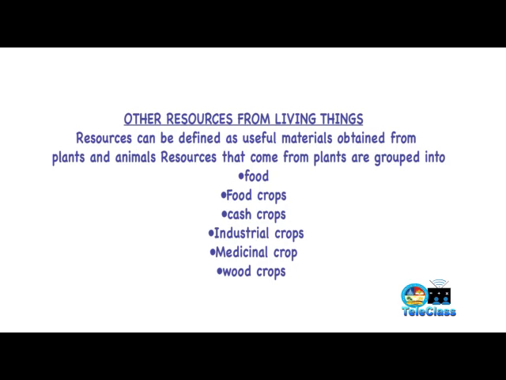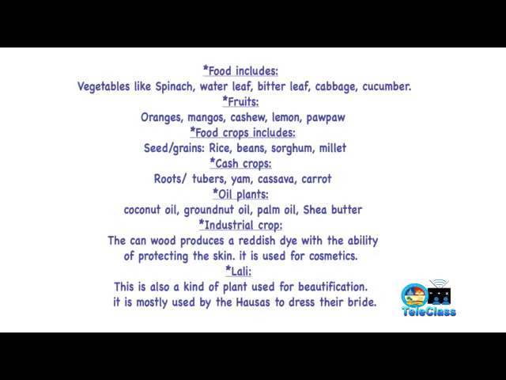food crops, cash crops, industrial crops, medicinal crops, wood crops. Now, food, we are familiar with our vegetables, like the spinach, your water leaf, your bitter leaf, your cabbage, cucumber. All these are vegetables. We have fruits: oranges, mangoes, cashew, lemon, pawpaw, all these are fruits.